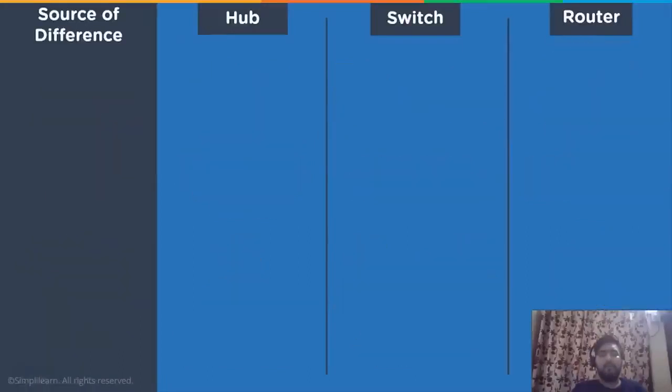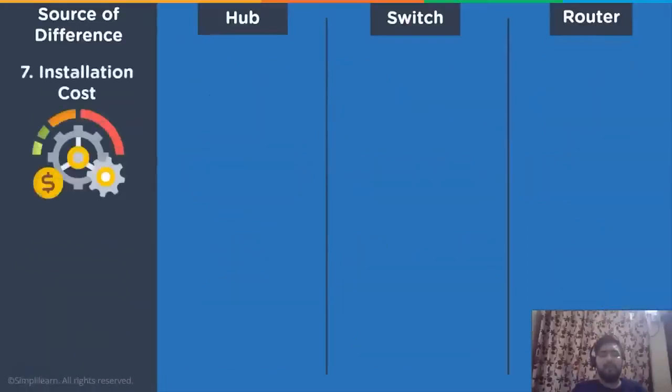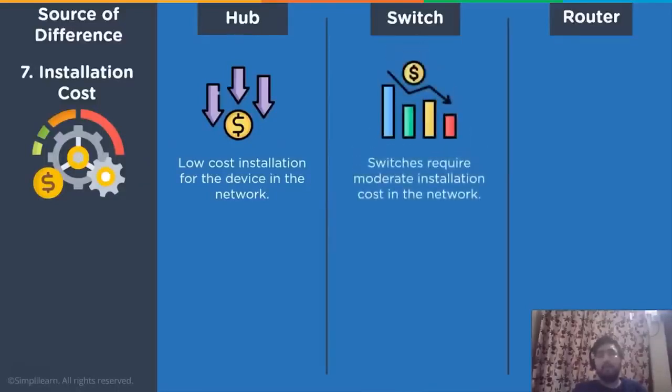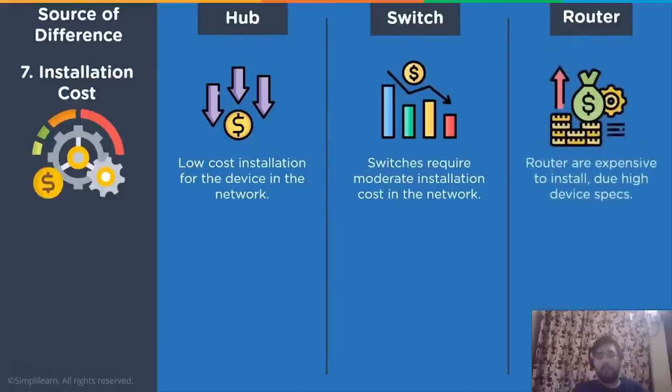Let's take a look at a few more differences. That is installation cost. A network hub can be installed very easily in a network channel as it does not perform any complex task. In case of a switch, it requires moderate cost installation as it performs some complex queries or complex protocols in the network channel. Whereas in case of a router, it is the most expensive to install in the network channel due to the high device specs and the performance-based protocol.